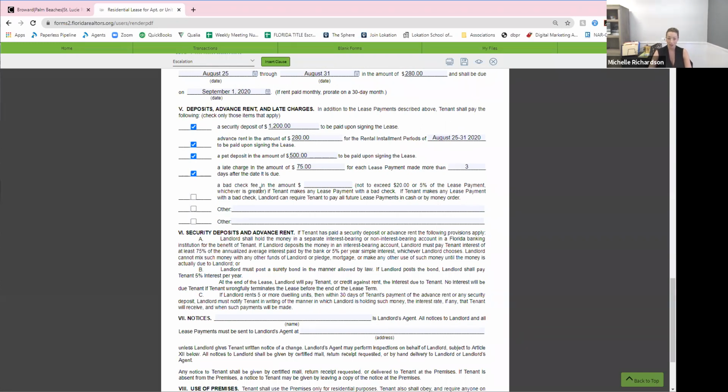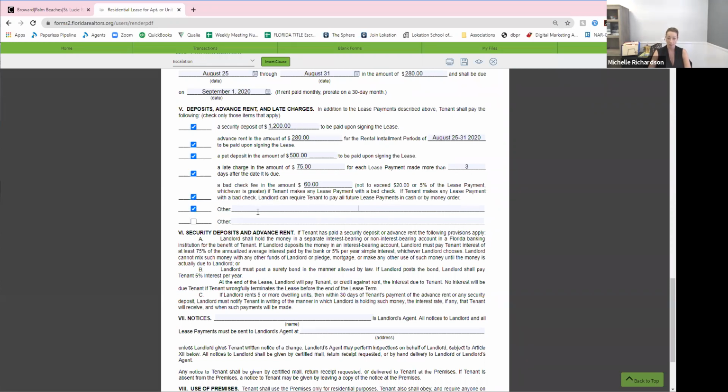So for the bad check fee in the amount of, it states here not to exceed $20 or 5% of the lease payment, whichever is greater. So right now we have a $1,200 a month payment. 5% of that is actually $60. So we are allowed to charge over the $20. We can charge up to $60 for a bad check fee. So we'll put $60 there for the bad check fee.